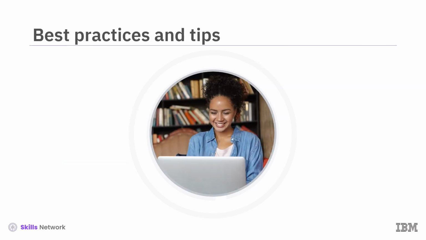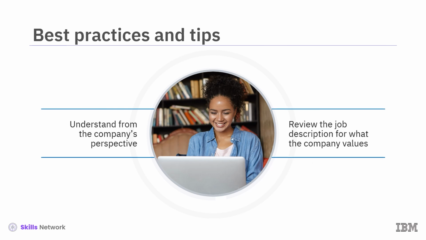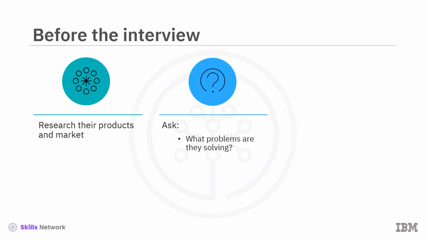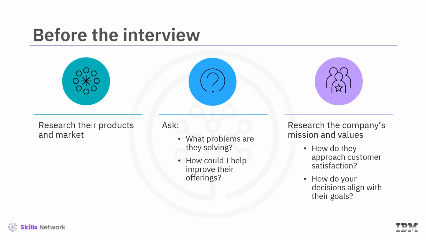Before the interview, take some time to understand the role from the company's perspective. Carefully review the job description to determine what the company values most. To understand the role from their perspective, you could research their products and market. You might ask, what problems are they solving, and how could I help improve their offerings? You can also look up the company's mission and values. How do they approach customer satisfaction and innovation? And how can you align your product decisions with their goals?